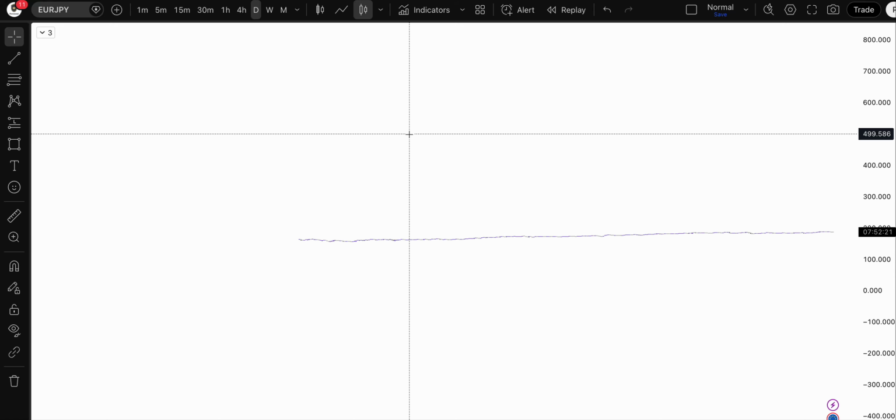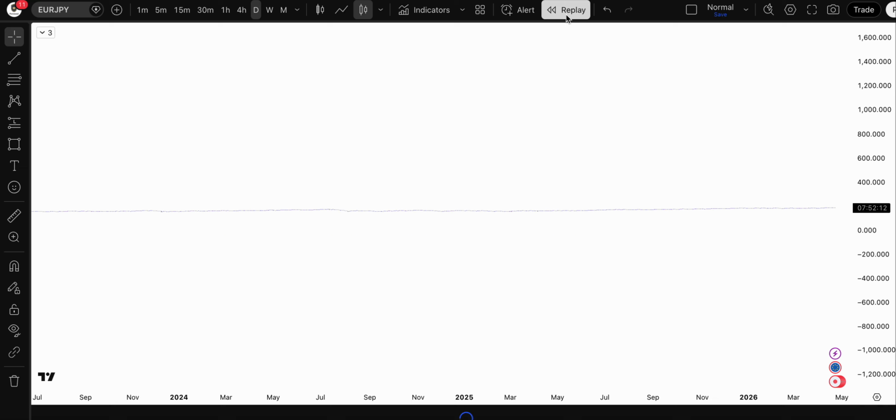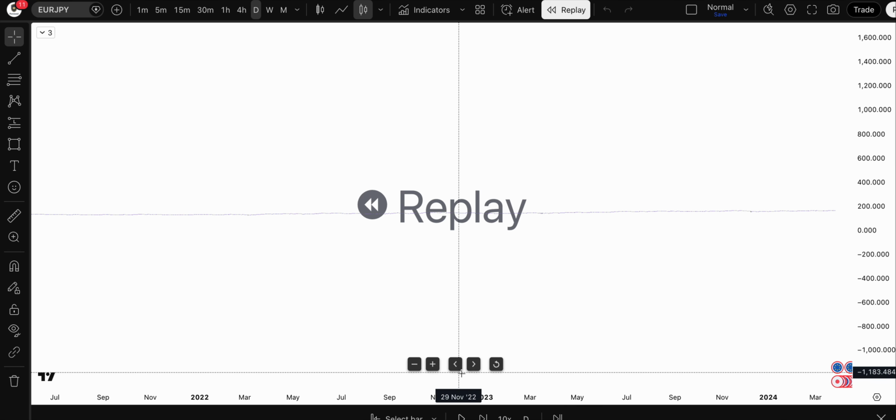So we're just going to go on a daily time frame, Euro Yen. I'm just going to go like this, just so I don't know what the trends are or anything like that. All I'm seeing right now is just a straight line. So we're going to press our replay tool, and we're going to go to a random point in the market. 3, 2, 1, stop. Okay, there you go.